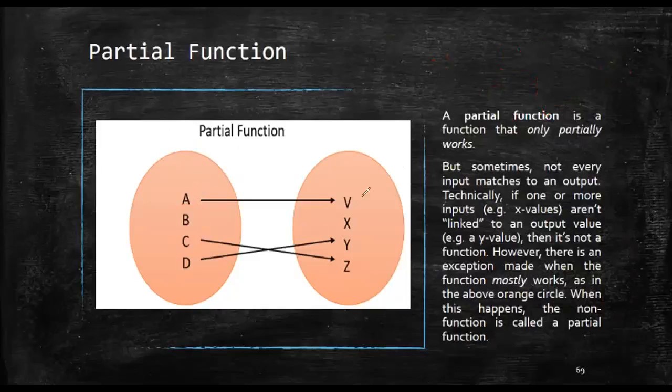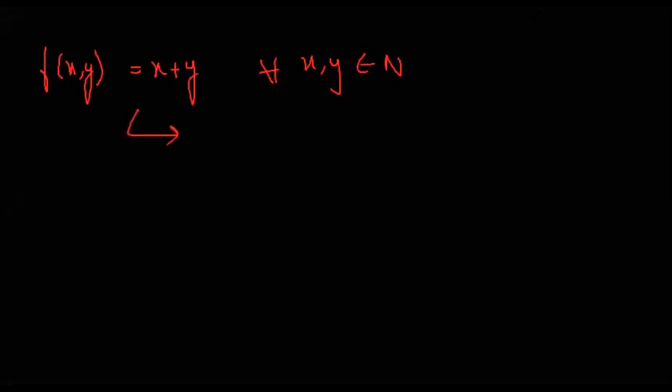Now let's see an example for total function and partial function. Suppose we have a function f of x comma y is equal to x plus y, and it is defined for all x comma y belonging to N. This kind of function is known as a total function. Why? Because whenever you take x, y belonging to N, each of the values of this function will be mapped in the codomain.